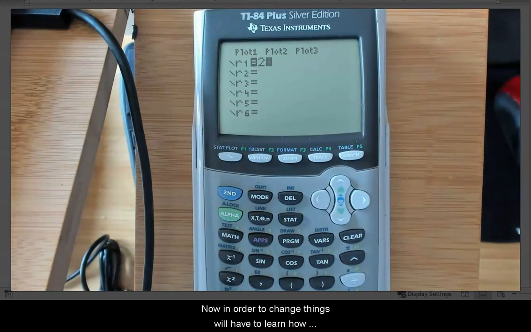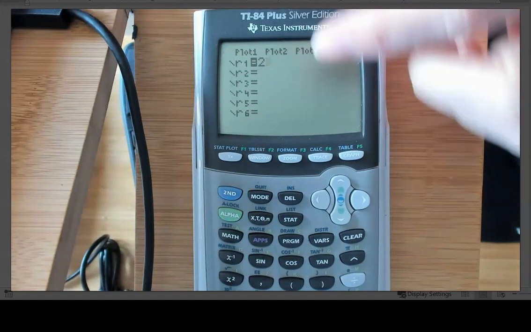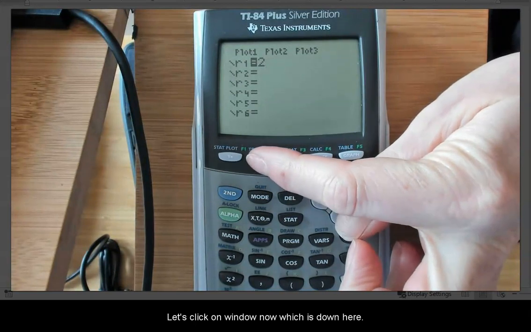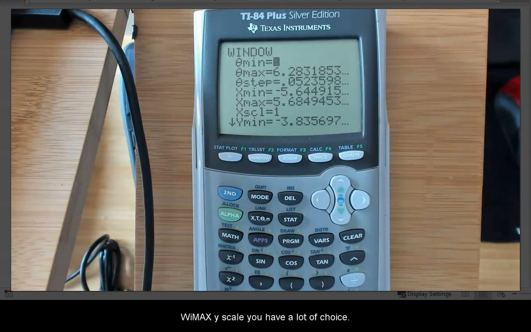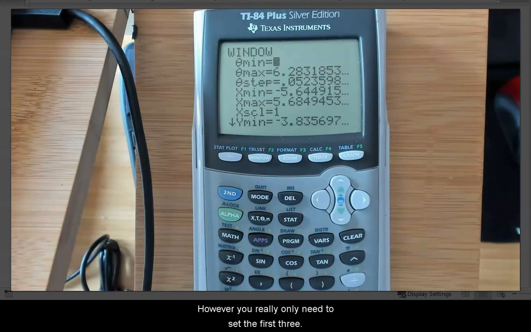Now, in order to change things, we'll have to learn how to manipulate the window. I do want to warn you that this is probably the key to using the graphing calculator well. Let's click on Window now, which is down here. Notice in the screen that you have a theta min, theta max, theta step, x min, x max, x scale, y min, y max, y scale. You have a lot of choices. However, you really only need to set the first 3. Use the graphing calculator's technology and abilities to help you produce the best graph possible. That means don't work harder than you have to.